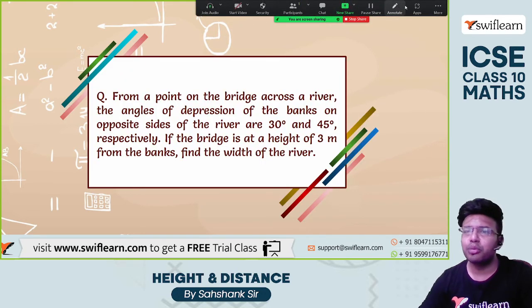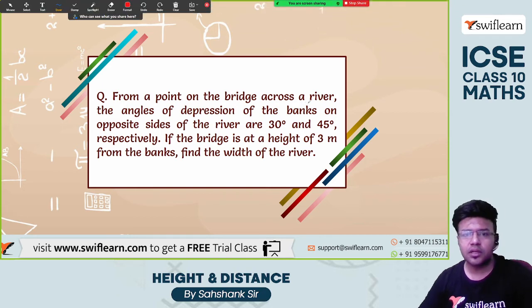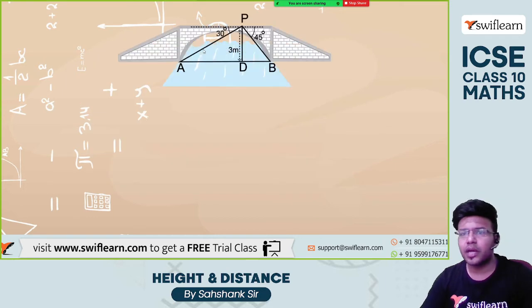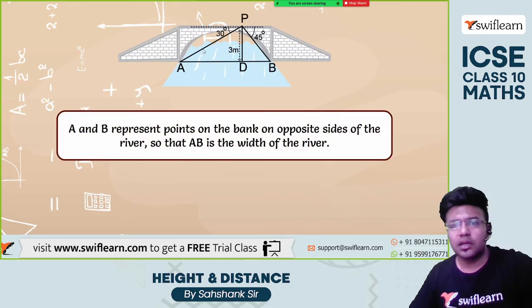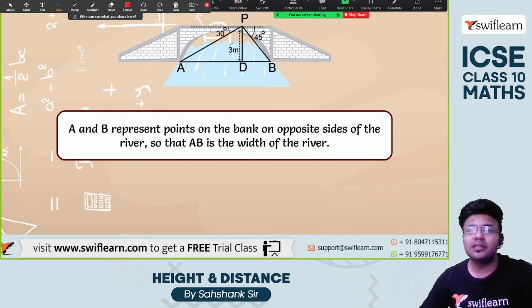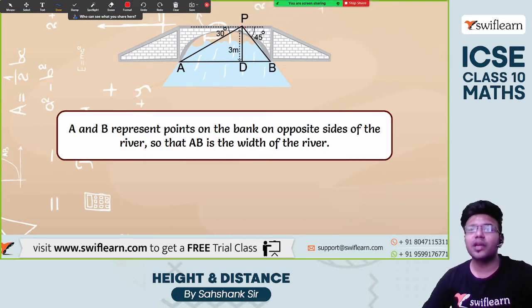From a point on a bridge across a river, the angles of depression of the banks on the opposite sides of the river are 30 and 45 degrees respectively. With the bridge height of 3 meters from the bank, find the width of the river. Let us check whether they have given some diagram or not. Yes, the diagram is given, because it is very confusing to read this. According to the diagram, from this point the angles of depression are 45 degrees and 30 degrees. The height is 3 meters. Find the width of the river.